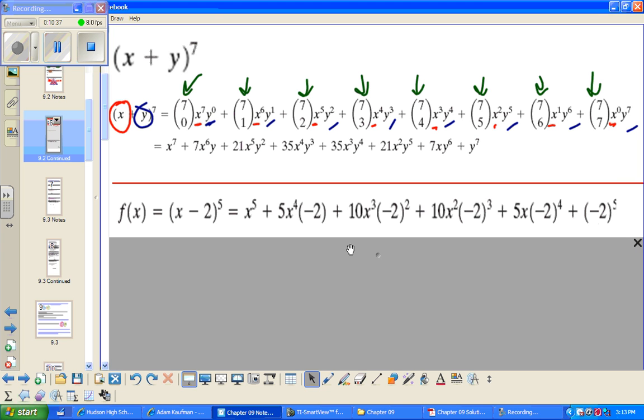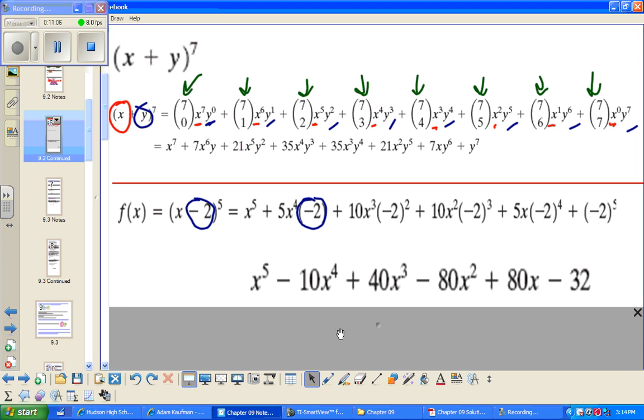Here's another example. Now, I wanted to include this one because it shows your b value, if you will, being a -2. You do everything the same, but now in this first term you'd have -2 to the 0, then -2 to the first, -2 squared, -2 cubed, and so on. And then from there, when you simplify it out, notice when it's negative like that, that ends up making you alternate signs.